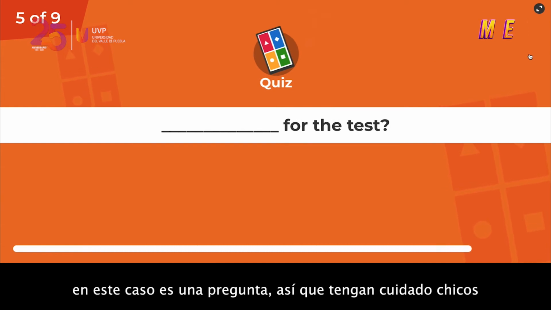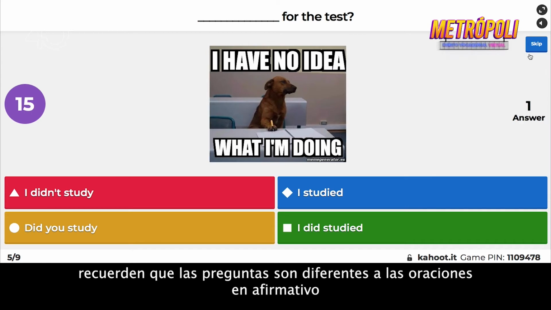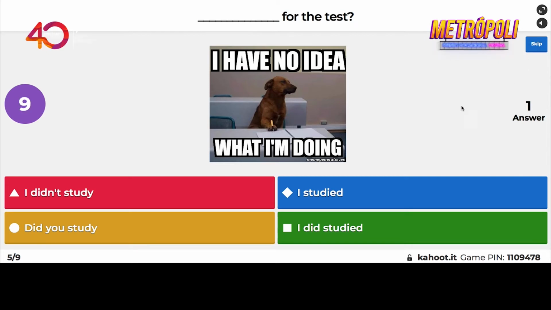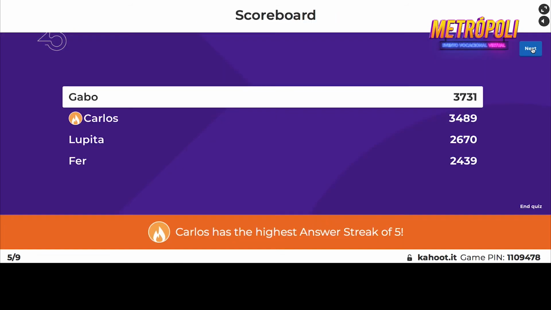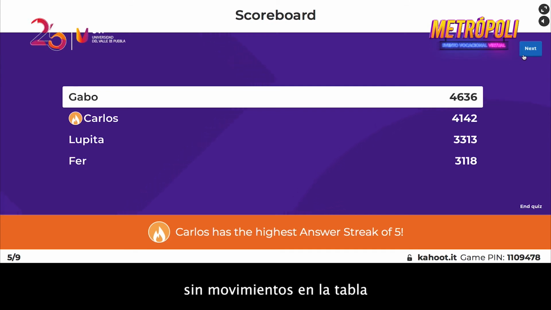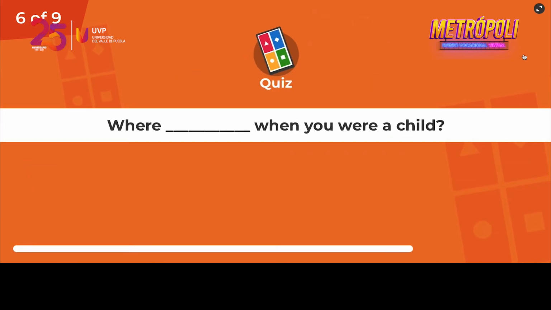For the test, in this case, it's a question, guys, so be careful. Remember that the questions are different from the affirmative sentences, please. Okay, 4 correct. Let's go, guys. No movement on the scoreboard at the moment. Number 6 of 9. Where when you were a child?